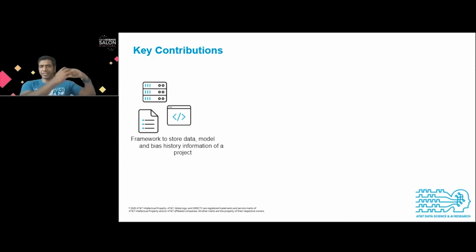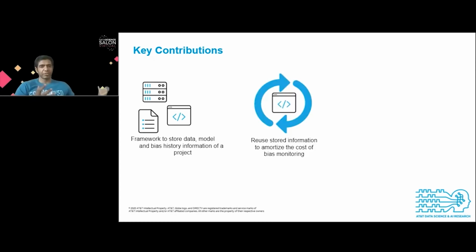Secondly, we take this information from a large number of past projects, and we expect an enterprise to keep track of past projects for this purpose. We take that stored information and reuse it for informing future projects, for informing the bias monitoring of future projects. And what that does is amortize the cost of such monitoring. Bias monitoring is some extra work that is being done by a project to prevent PR problems or other regulatory problems, brand image problems from happening.